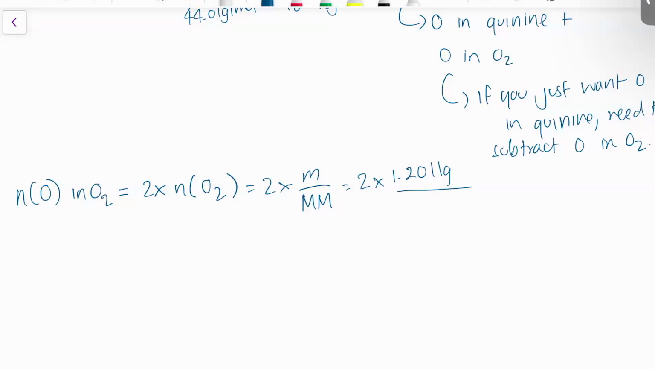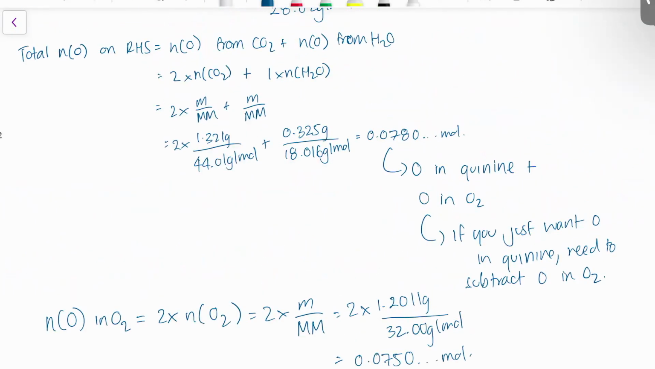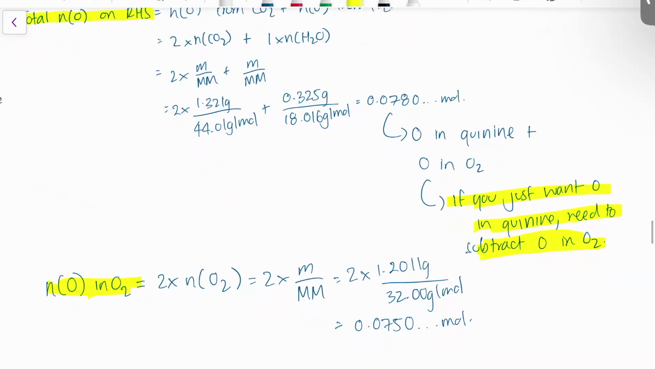Molar mass for O2, 32 grams per mole. What do you get for the moles of O in O2? Don't forget to multiply by the 2. 0.0750. Thank you. Okay. We haven't gotten the oxygen in quinine yet. You've got the oxygen on the right and you've got the oxygen in the O2. If you want just quinine, you need to subtract the O that came from the O2.